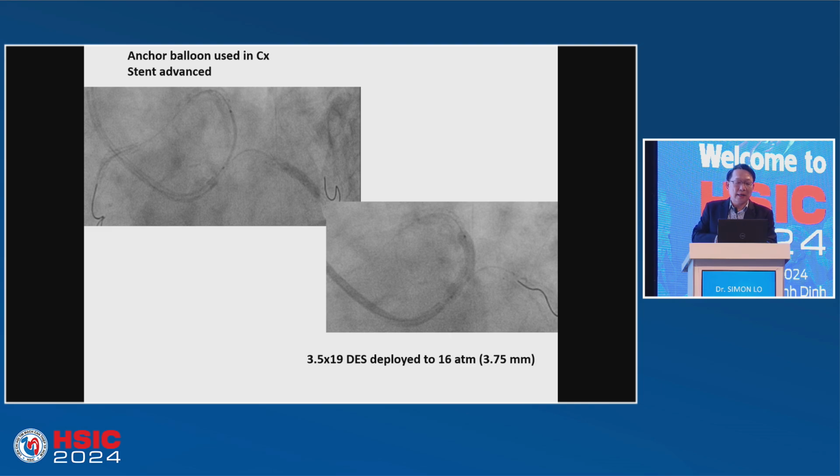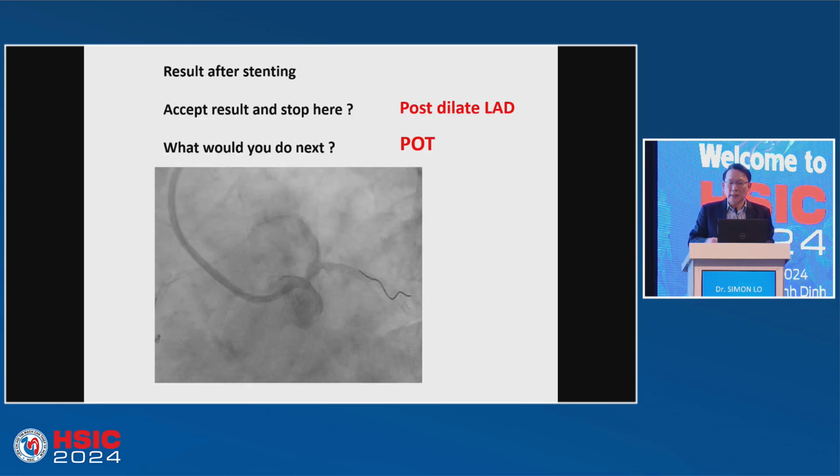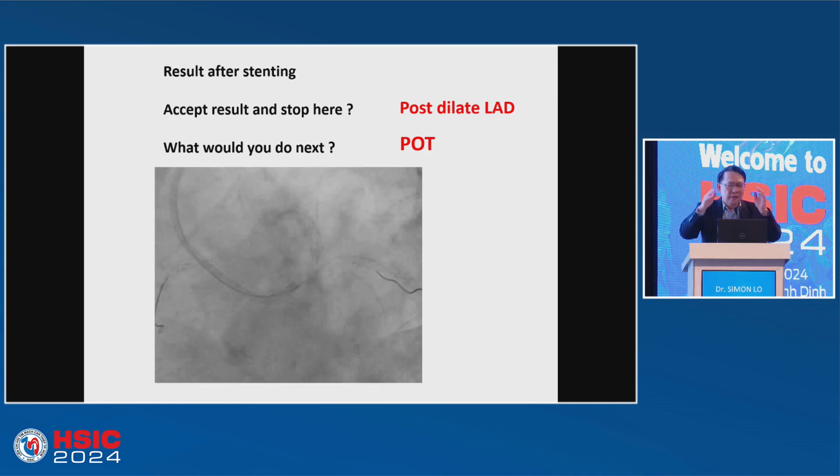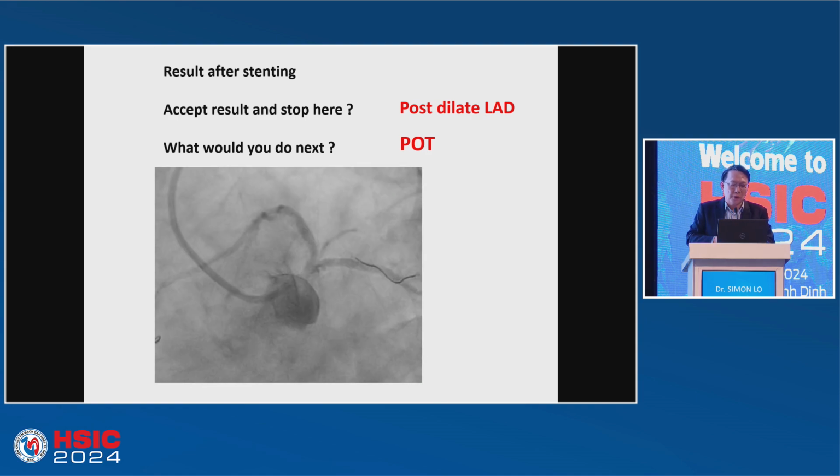Now, what else can I do? I put an anchor balloon in the circumflex, which already had 2 stents by now, and surely the stent advanced. And I deployed the stent to 16 atmosphere. On the chart, it says 3.75 millimeter in diameter. Now, this was the result after my stenting. Now, I put down in red color there what was in my mind when I saw this picture.